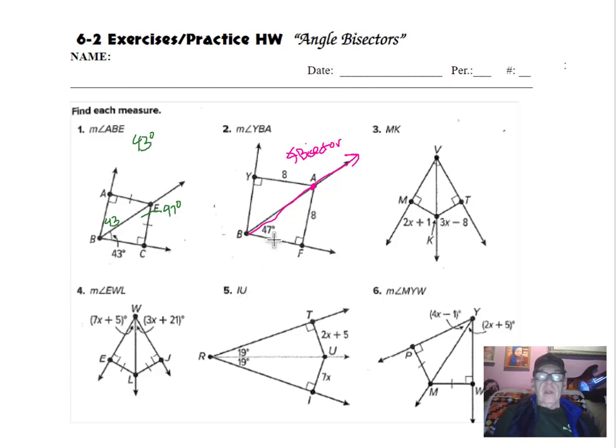And what that does then is divides this larger angle in half. Half the larger angle is 47. This other half must also be 47. Now this problem wants us to find the measure of YBA. YBA is 47 degrees. Let's look at the next one.